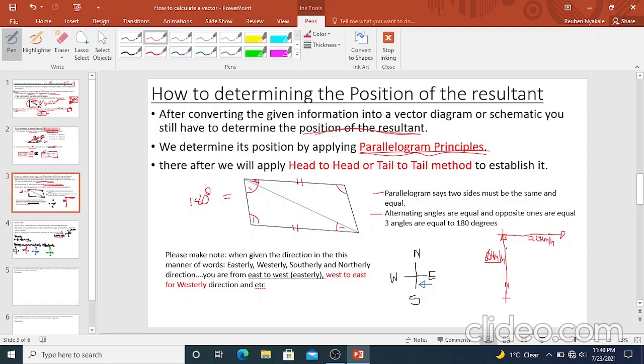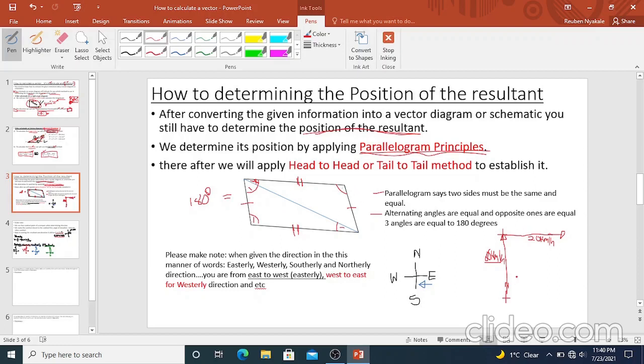But now you have this element and this component. You don't just join the dots here and say this is where your resultant would be. You need to complete this vector diagram by applying what? Parallelogram. Parallelogram says two sides must be the same and equal. This side is the same and equal as this side. This side is the same and equal with that one. It means you need to replicate what you have written here to suit the principles of the parallelogram.